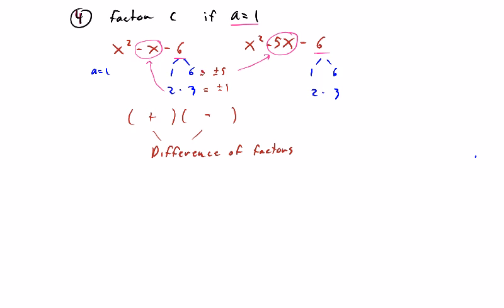So by factoring c, and notice in this case 6 didn't have very many possibilities, looking at the factors of c, we could quickly arrive at the possibilities for factoring each of these cases. Let's move on to the next method.